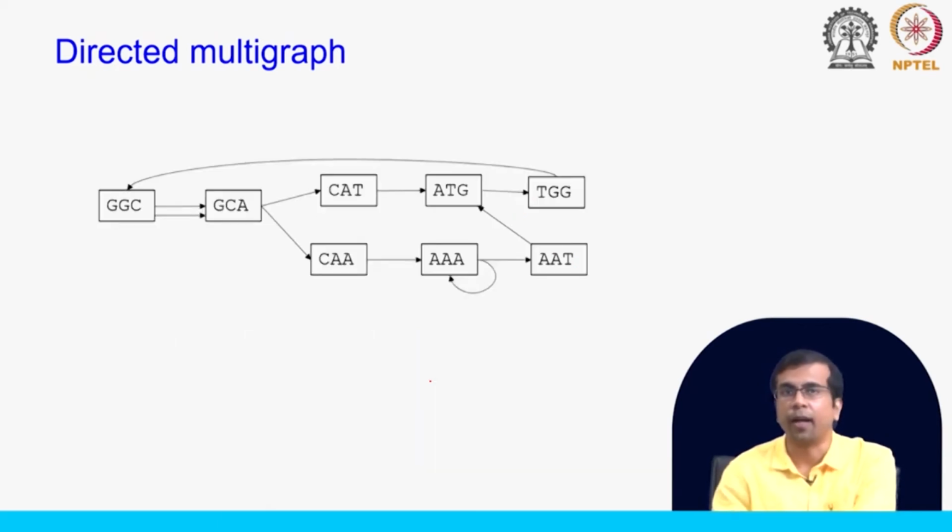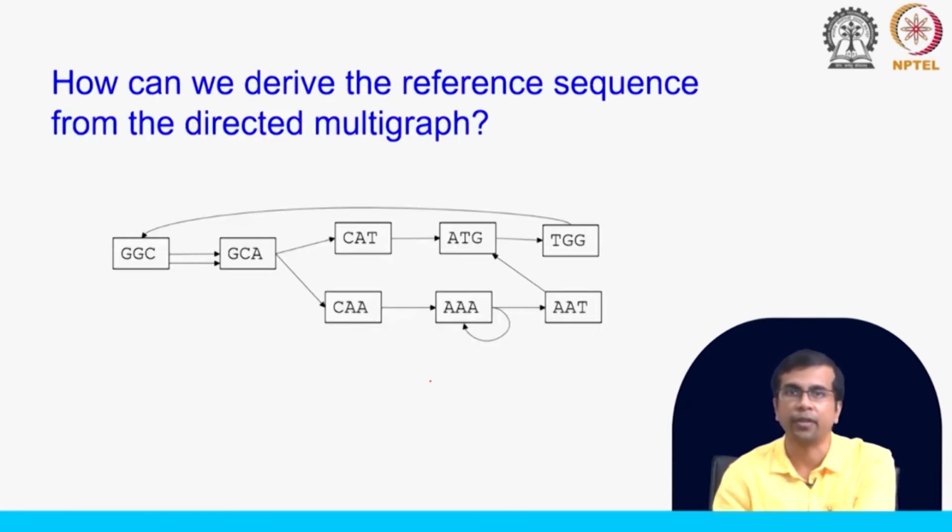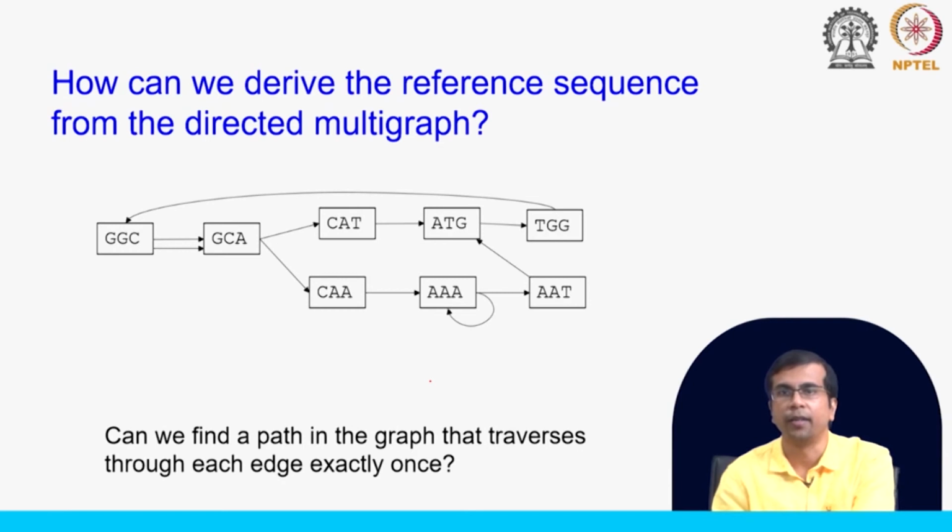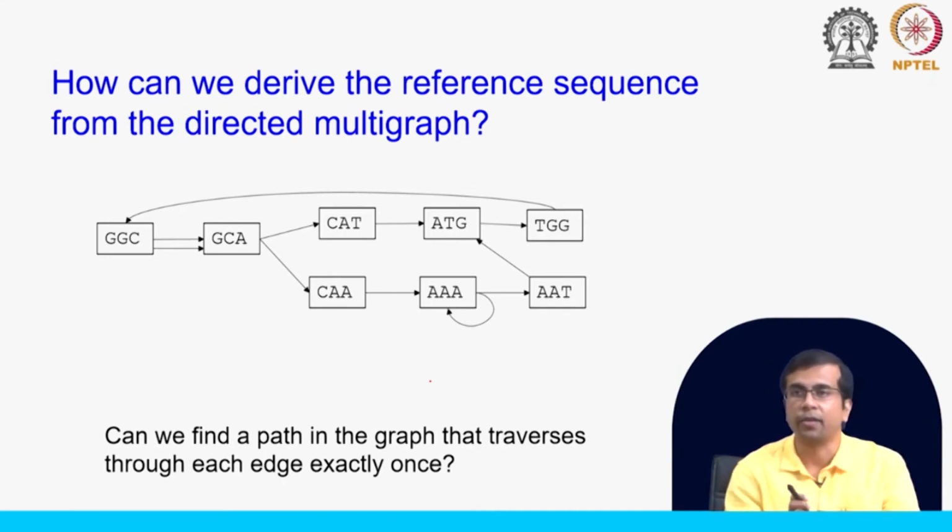So, the question now is how we can use this directed multigraph to determine the reference sequence. This is great, we have the directed multigraph. Now, how can we utilize this to generate the reference sequence? The question can be translated into something else. If you remember, each edge represents a k mer. So, can we find a path in that graph that traverses through each edge exactly once? If we can find a path like that, that will give us the reference genome sequence.